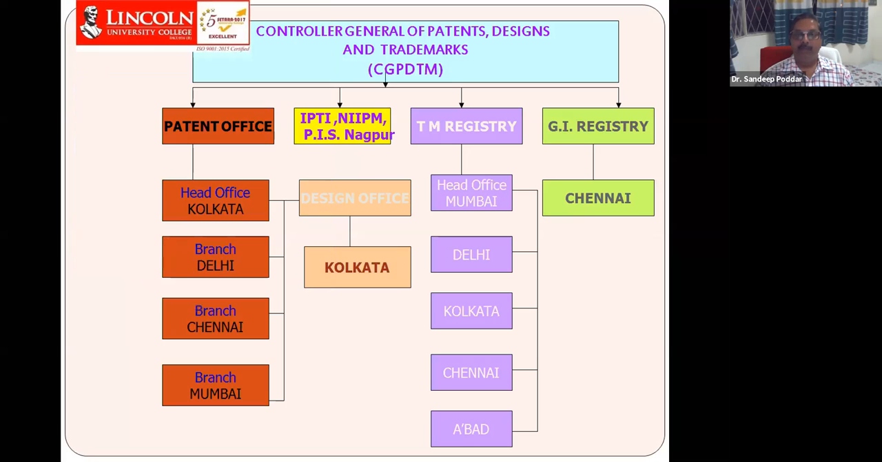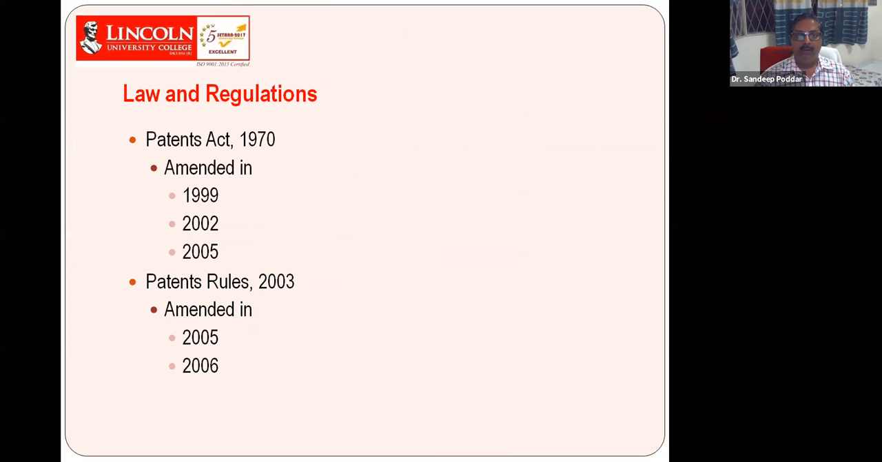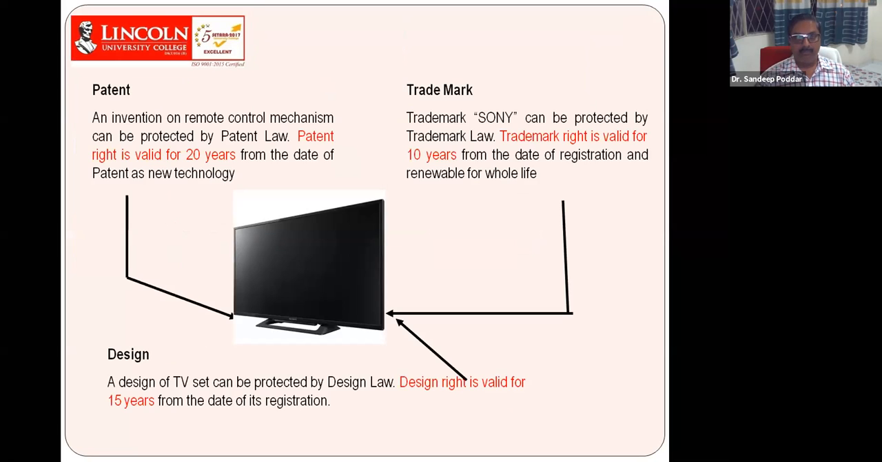So there are different patent offices in India, and there are different laws in different years. Now, what is a patent? A patent is an invention, like the remote control mechanism. If you take a TV, you can see patents in this TV. The new technology, that remote control, smart TV, this is a patent.